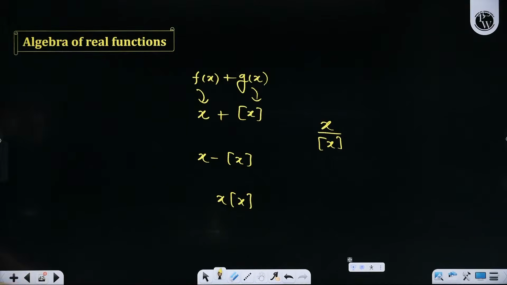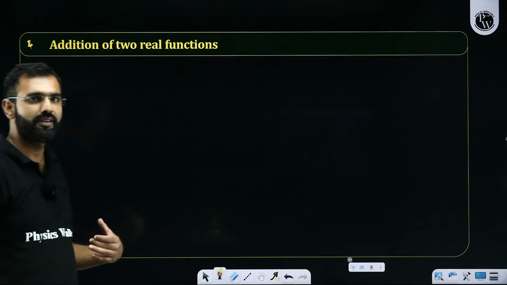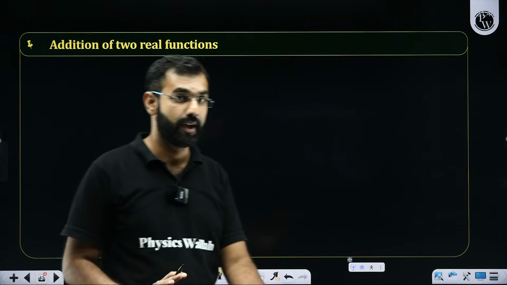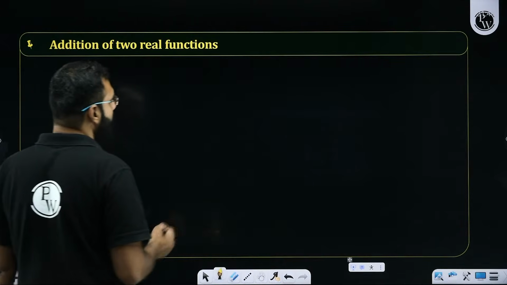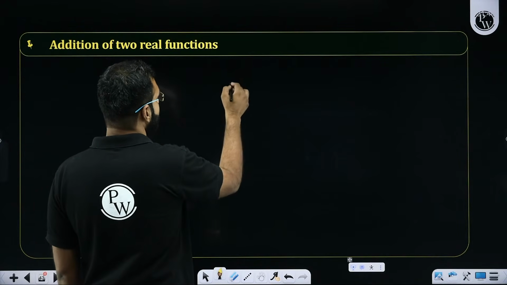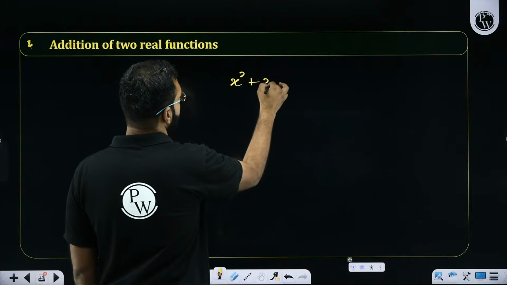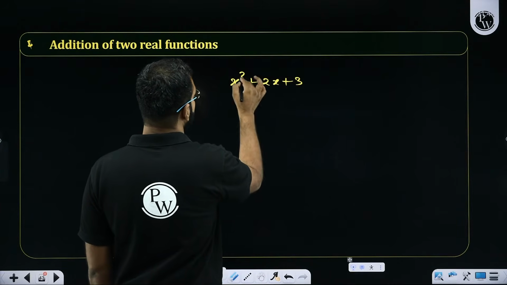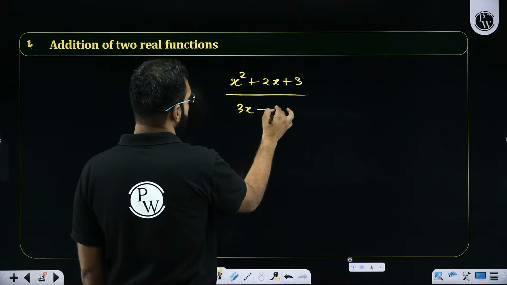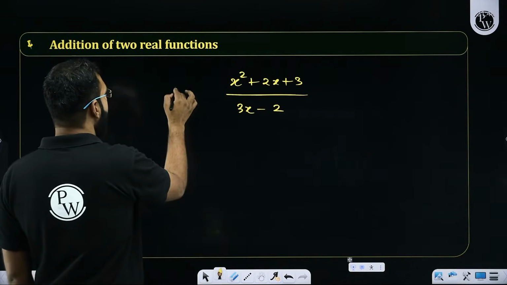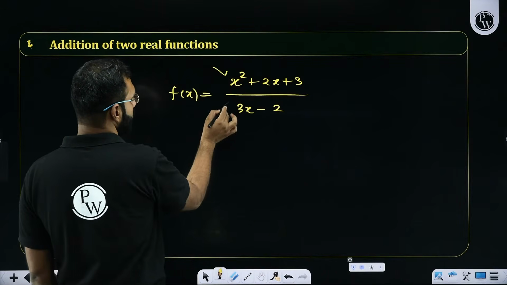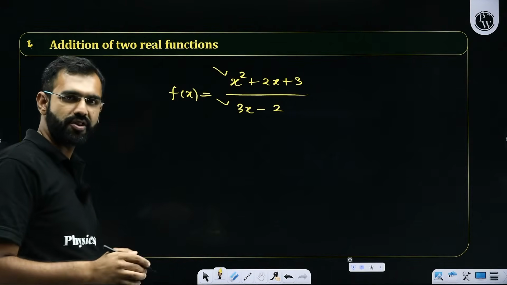So when I talk about functions, you can add them, you can subtract them, you can divide them, you can multiply them. Yes, Sahitya. So with this, sir, why are we really doing it? Let me explain that part. Let's say there is a function, x squared plus 2x plus 3. And there is another function, 3x minus 2. And with these two polynomial functions, one quadratic, the other linear, I got a rational function.